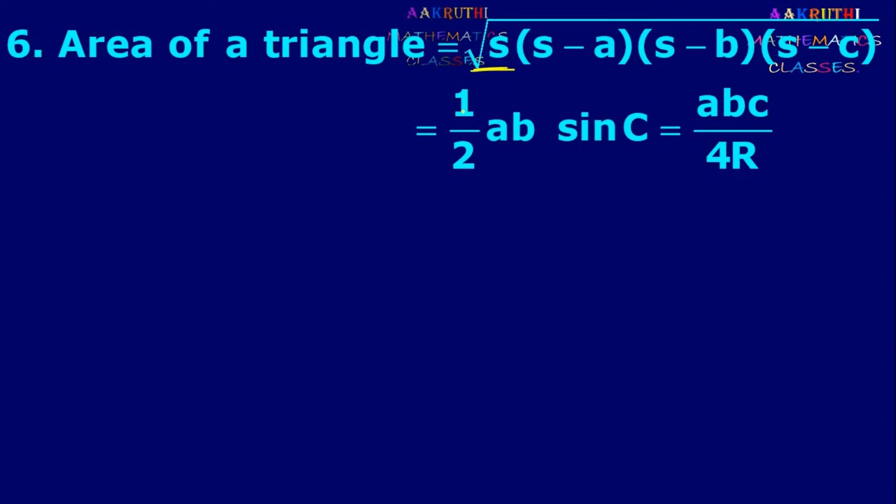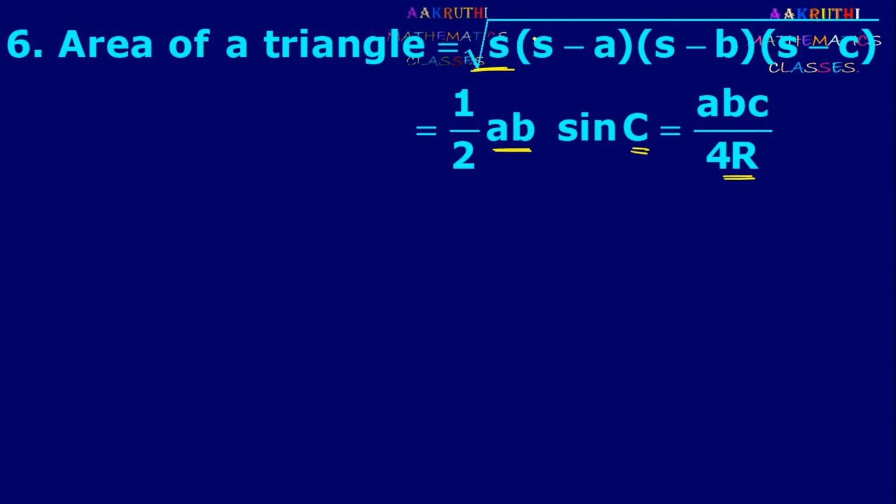Or else we can use (1/2)ab sin C. Here a and b are two sides and C is the angle. That is, when we know two sides and the included angle, we can use this formula, (1/2)ab sin C, or (1/2)bc sin A, or (1/2)ca sin B. It is also given by abc/4R, where R is the circumradius.